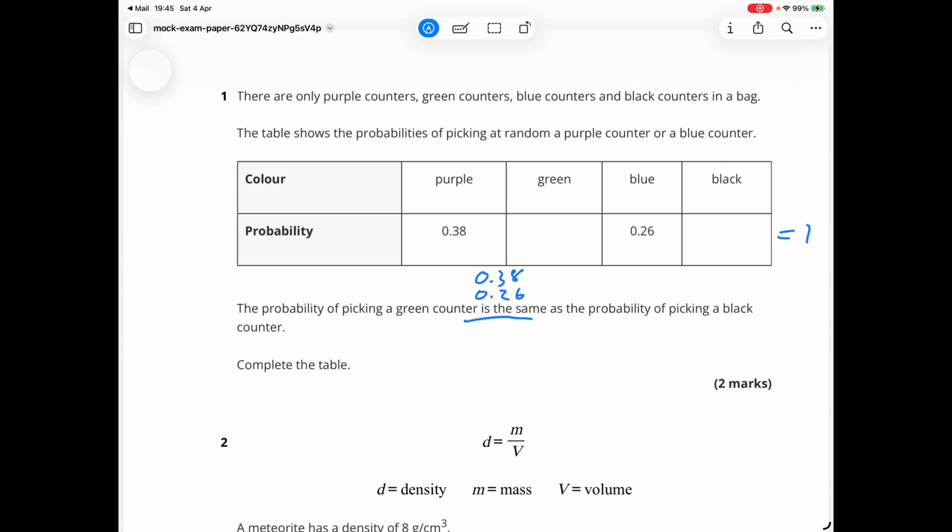This is going to be problematic. 4, 1 up, 6, 4. So we know that so far that equals 0.64. Then we do 1 minus 0.64, which gives us 0.36. And then we know that 0.36 divided by 2 is what these equal, which is that.